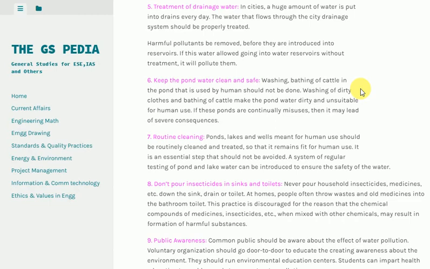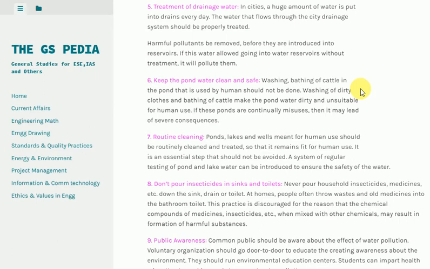7. Routine cleaning. Ponds, lakes and wells meant for human use should be routinely cleaned and treated so that they remain fit for human use. It is an essential step that should not be avoided. A system of regular testing of pond and lake water can be introduced to ensure the safety of the water.